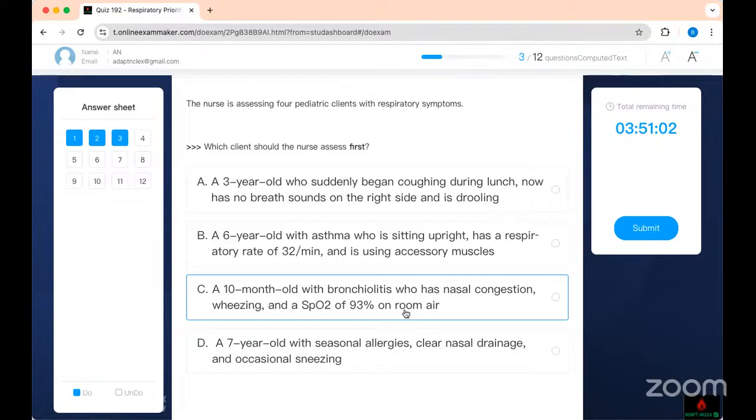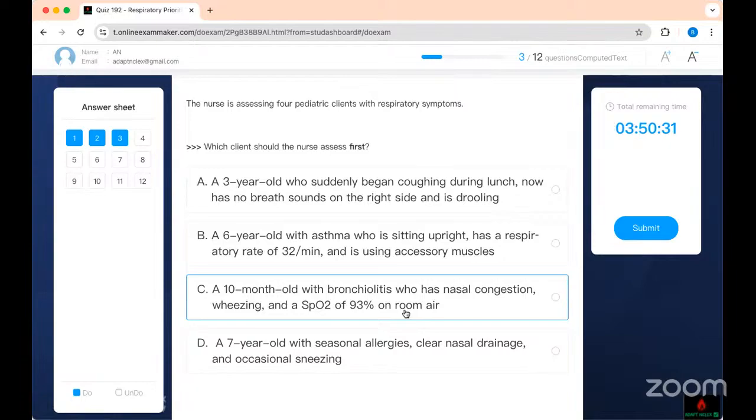We have a 3-year-old who suddenly started coughing when he was having lunch, and now he has no breath sounds on the right side and he's drooling. So all of a sudden he's having lunch, coughing, and then drooling. There's a buzzword there. Lunch is your key. Focus on that. A 6-year-old with asthma who is upright, has a respiratory rate of 32 and is using accessory muscles.